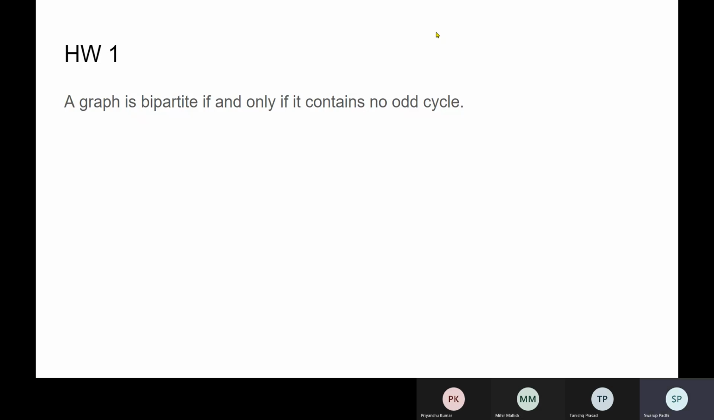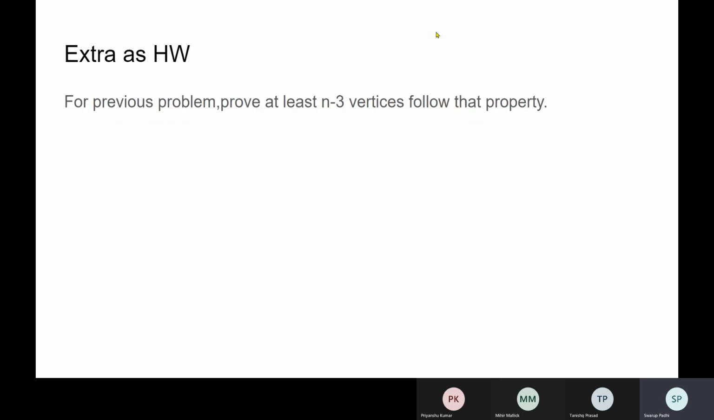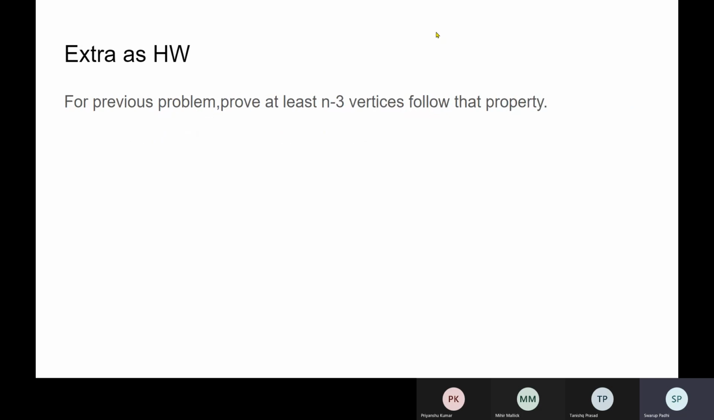So let's think of another problem, which is this one. In the previous problem, we were proving only that one participant knows all other participants. Here you have to prove that at least n minus 3 participants or vertices follow that property. That means they know the other participants.